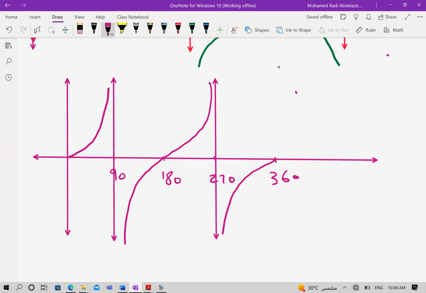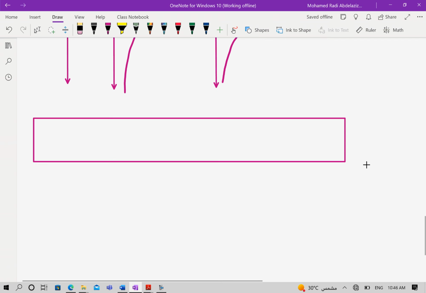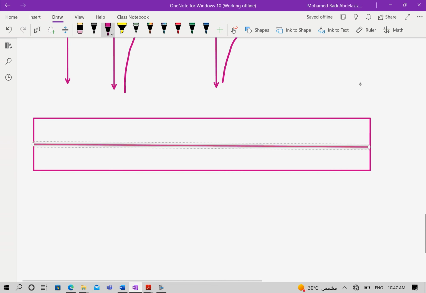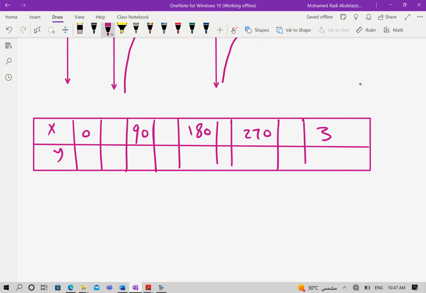This is tan. If this is the first time you sketch a tan graph, first we'll form a table for the values of tan, x and y: 0, 90, 180, 270, 360. Tan 0 is 0, right?